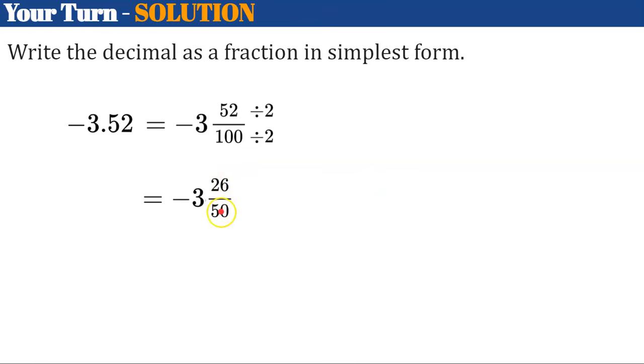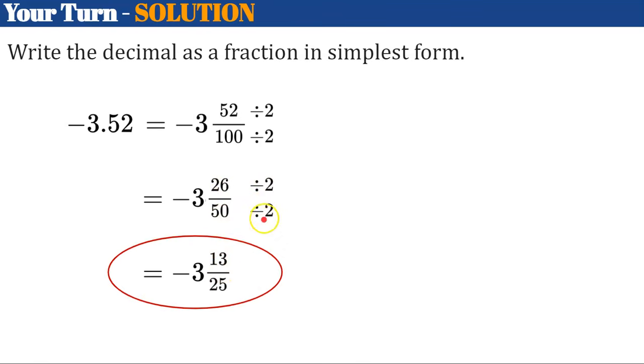They're both still even. Both the numerator and denominator are even, so we're going to divide both the numerator and the denominator by 2, leaving us -3. 26 divided by 2 is 13. 50 divided by 2 is 25. 13 is a prime number and not divisible by anything but itself and 1, so I know I'm done. -3 and 13/25 is equivalent to -3.52 or -3 and 52 hundredths.